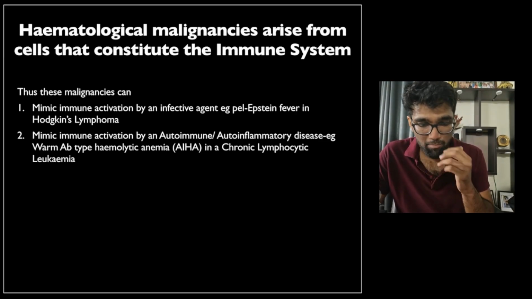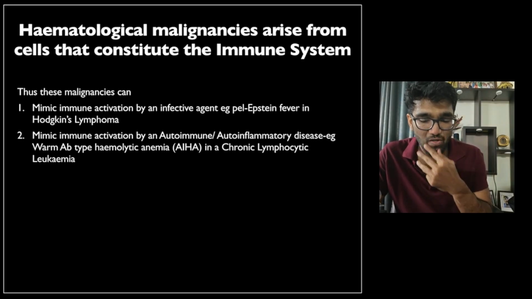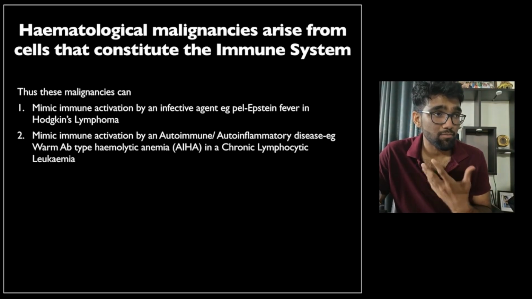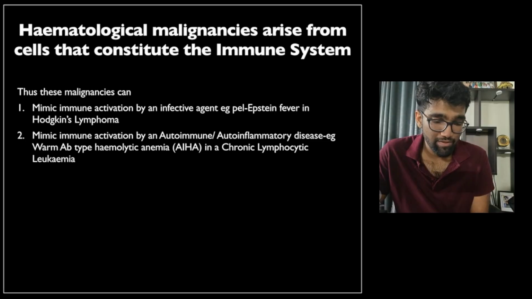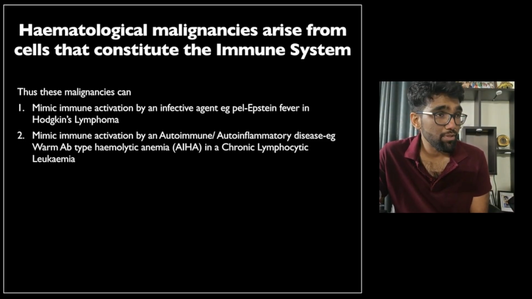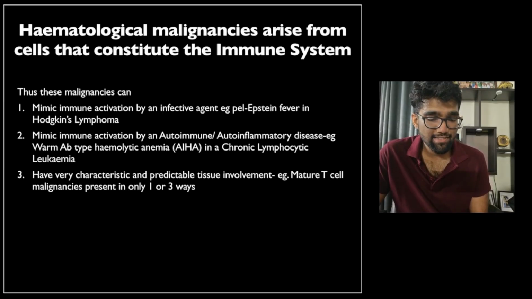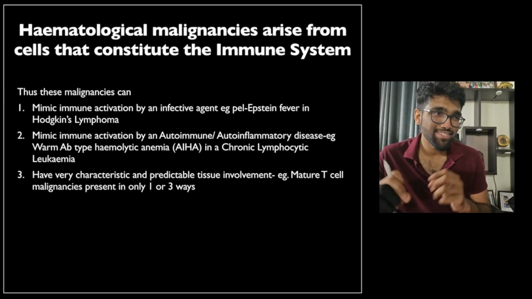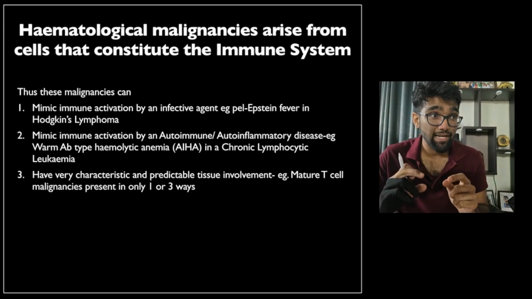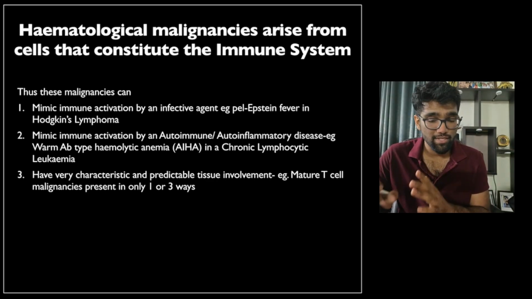Then it can mimic immune activation by an autoimmune or autoinflammatory disease, that is, some of the systemic autoimmune rheumatic diseases I deal with. So you can have warm antibody type autoimmune hemolytic anemia and a mature B cell malignancy called chronic lymphocytic leukemia, for example. Now, they also have very characteristic tissue involvement, and this is because certain cells within the adaptive immune system, particularly, tend to localize within certain tissues.